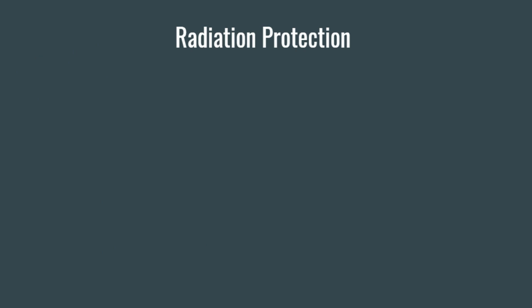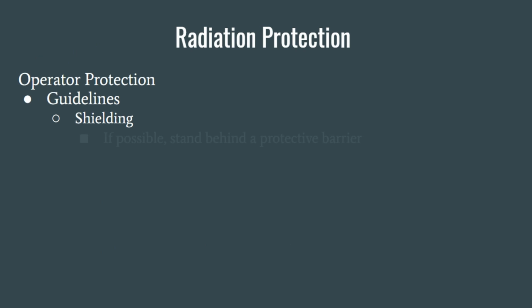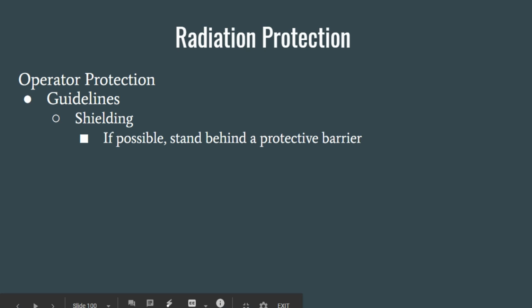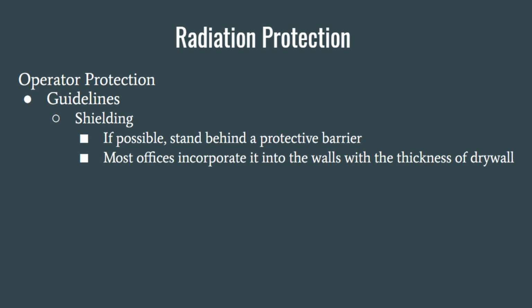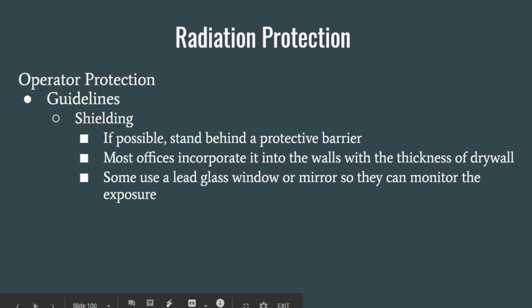Another way operators can protect themselves is with shielding. So again, if possible, stand behind some sort of protective barrier. And most offices will incorporate this into the walls within the thickness of the drywall. Some offices will actually use a lead glass window or a mirror so that they can still see what's going on inside and monitor the exposure.